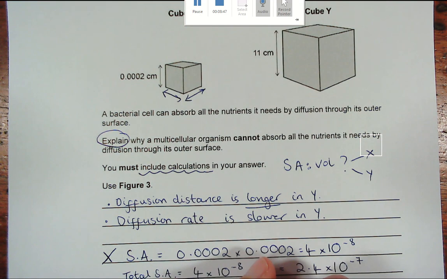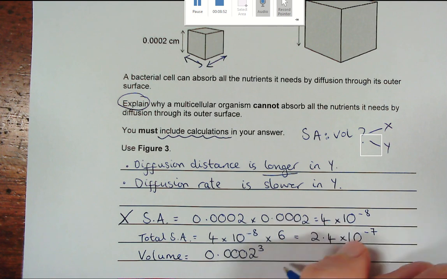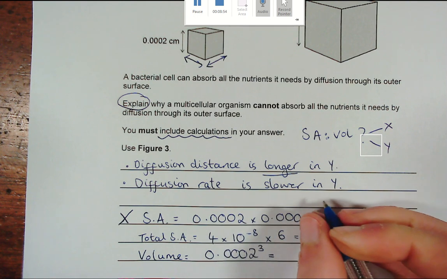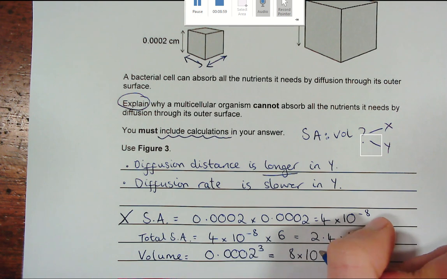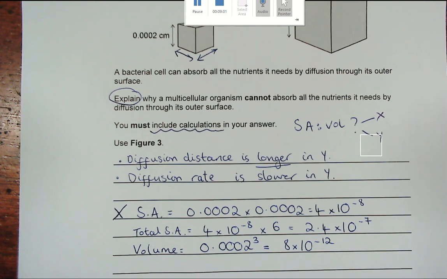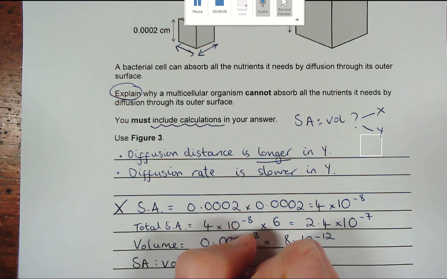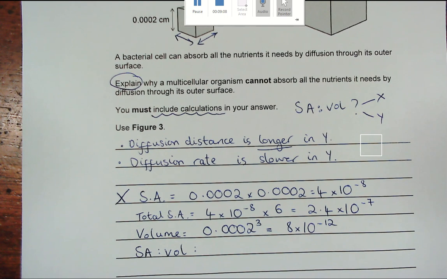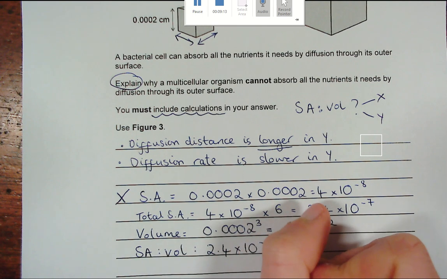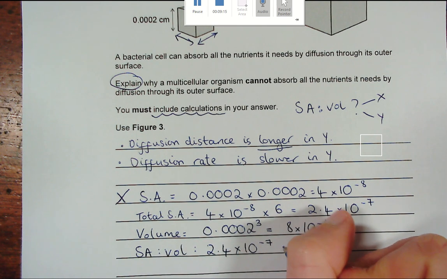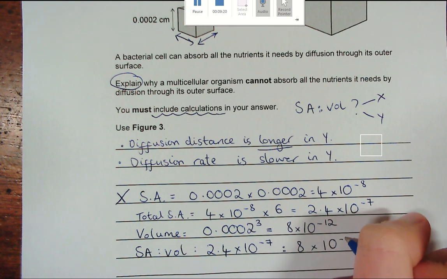To work out my volume, I'm multiplying the height by the width by the depth as well. So I'm going to write that as 0.0002 cubed. And the volume then is 8 times 10 to the minus 12. Okay, so my surface area to volume ratio, I have got 2.4 times 10 to the minus 7 versus 8 times 10 to the minus 12.